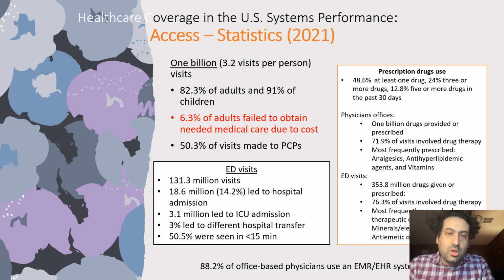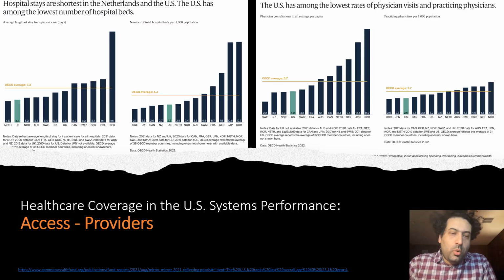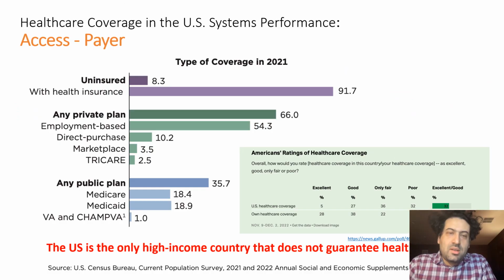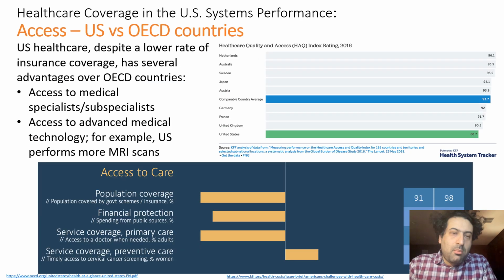American consumes large number of prescription medications with analgesics on top of the list. Compared to OECD, United States has the lowest rate of hospital beds and one of the lowest rate of practicing physicians. US is the only high-income country that does not guarantee healthcare. Combining quality and access, US has the lowest performance among OECD countries.